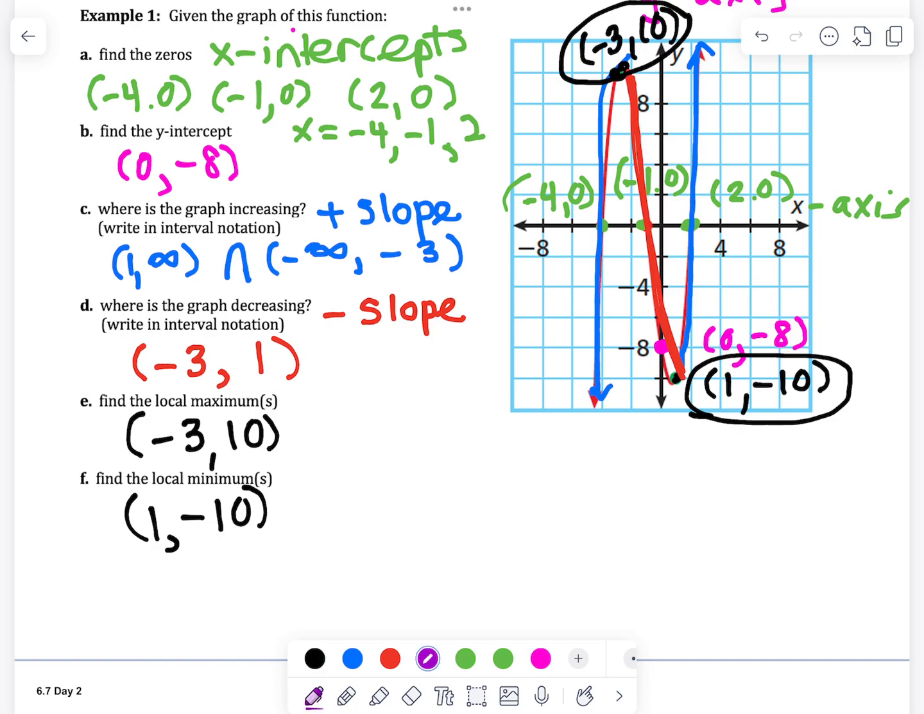And then our domain and range is -infinity to +infinity for both.